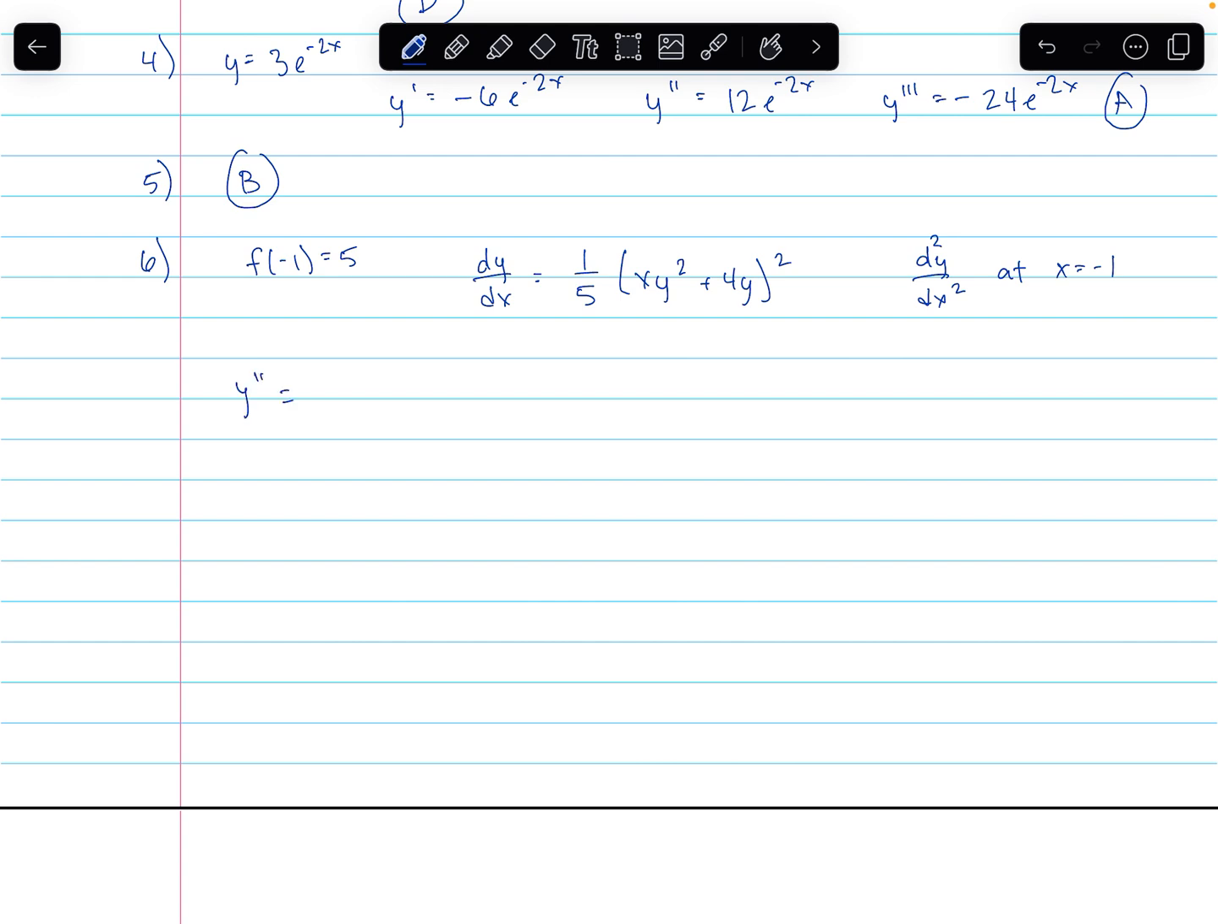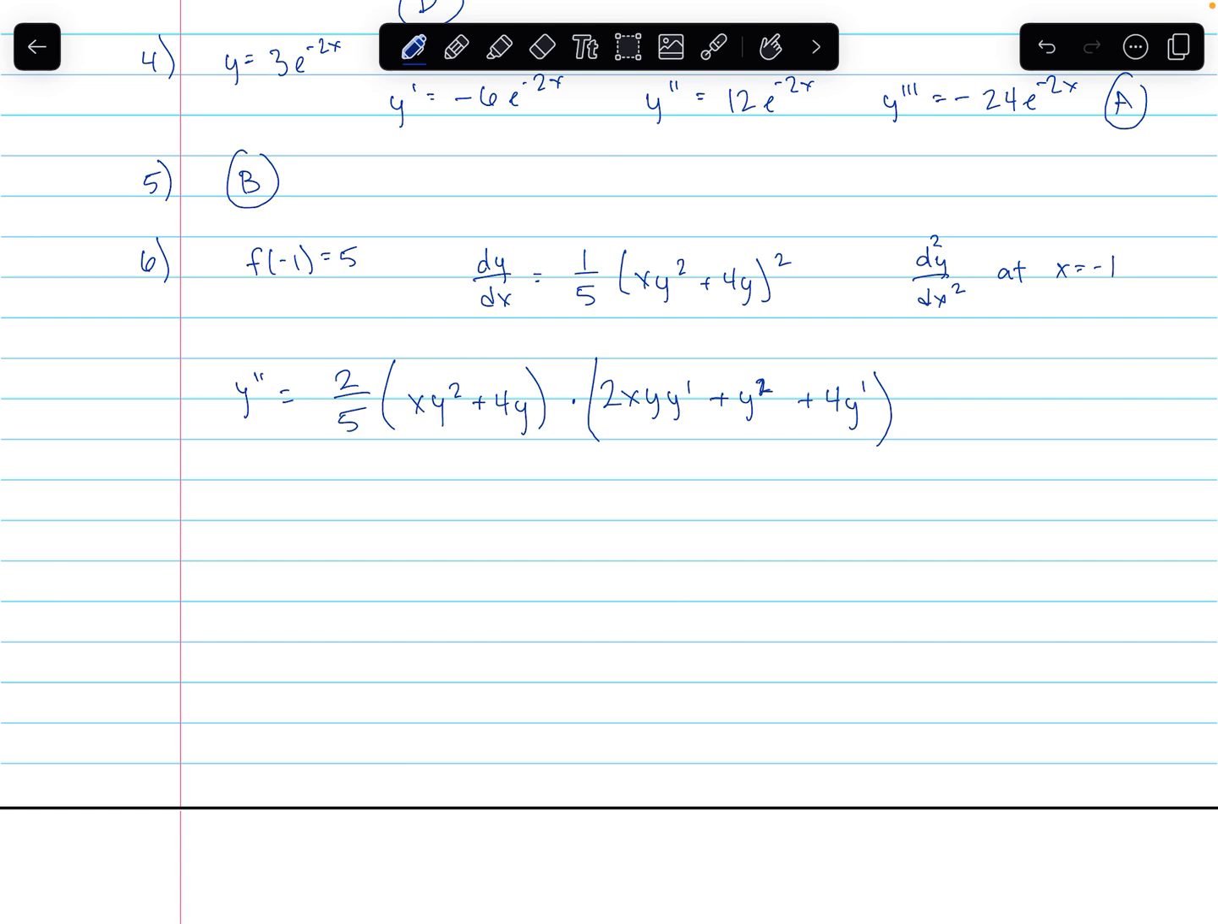So let's find the second derivative, y double prime. I'm going to start by doing the power rule. So that's going to be 2/5, and we're going to keep the inside the same. Now we're going to multiply by the derivative of the inside. That's going to require the product rule. So it's going to be first times the derivative of the second plus the derivative of the first times the second, then plus 4y prime.